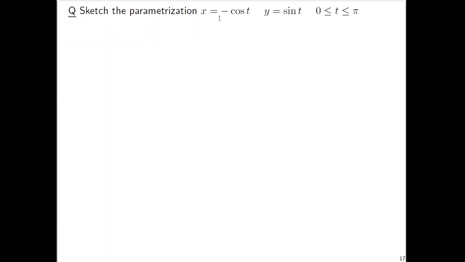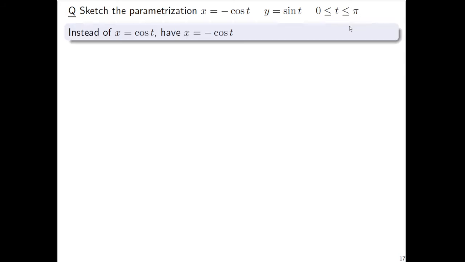So let's take a look at the parameterization x equals negative cosine t, y equals sine t, 0 less than or equal to t less than or equal to pi. So instead of x equals cosine of t like we saw earlier, now we have x equals negative cosine of t. Well, look, the x coordinate we had a moment ago is swapped for the negative of what we had. We used to have cosine of t. Now we have negative what we used to have. And we've only swapped the x coordinate.